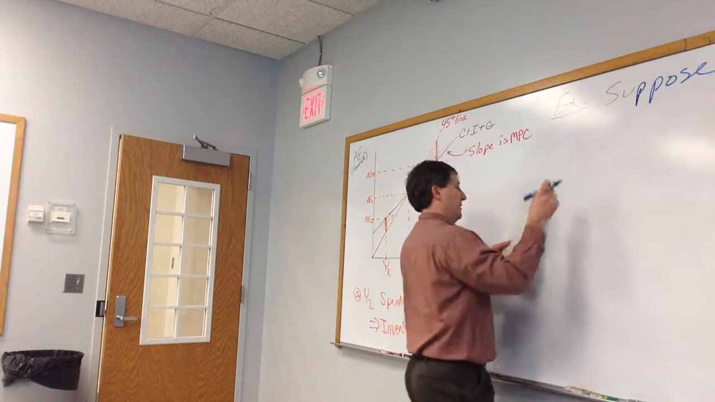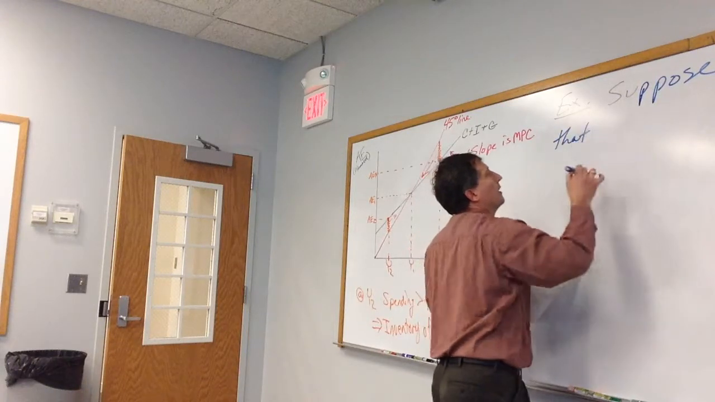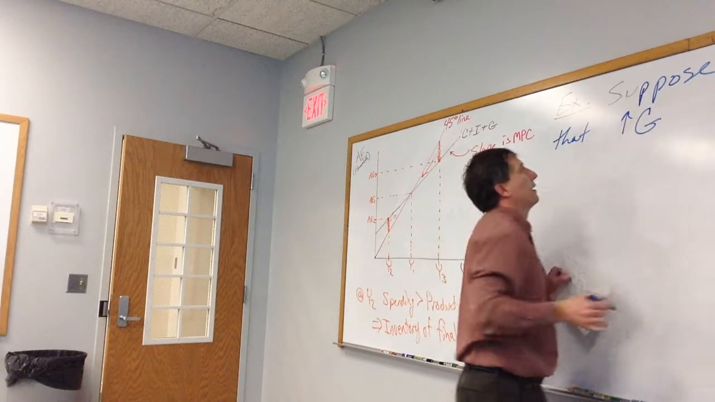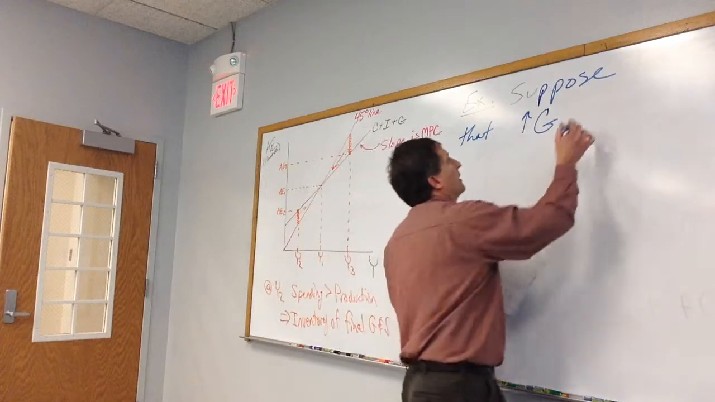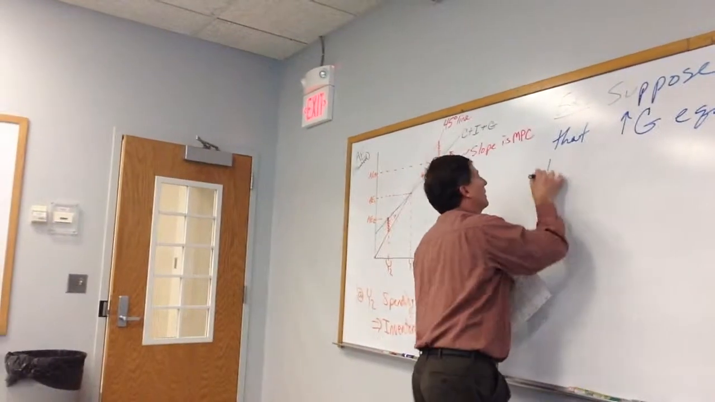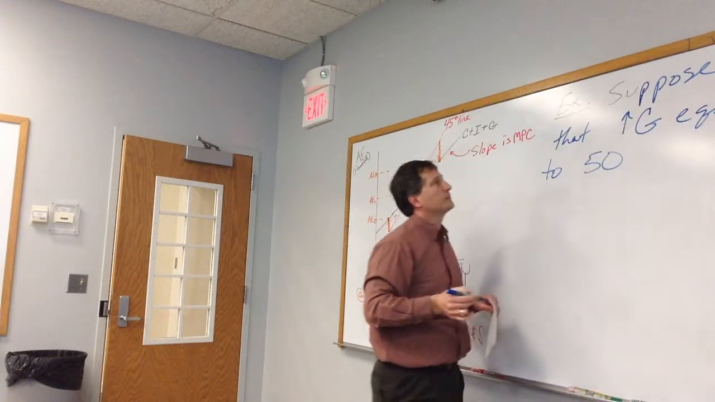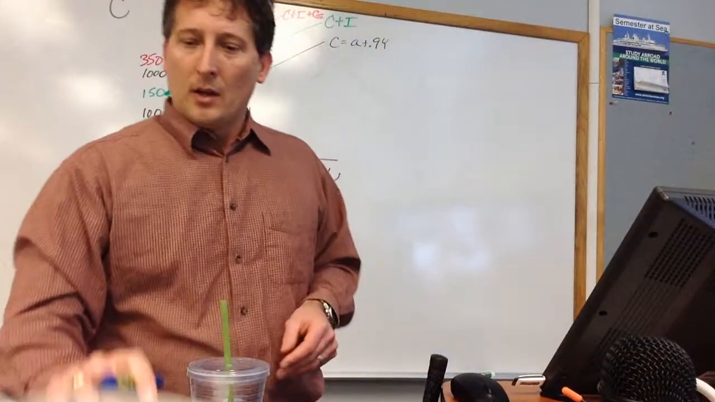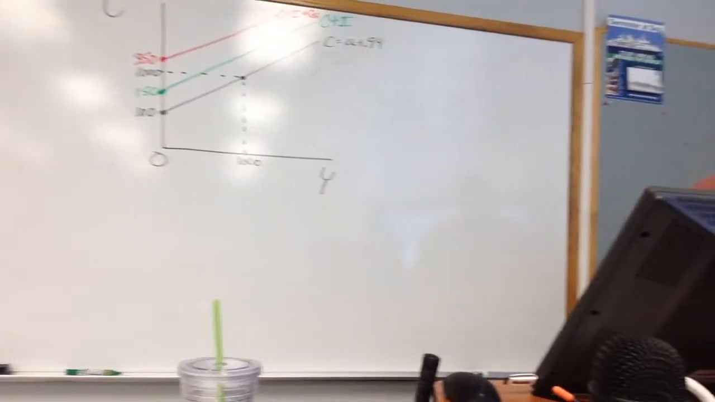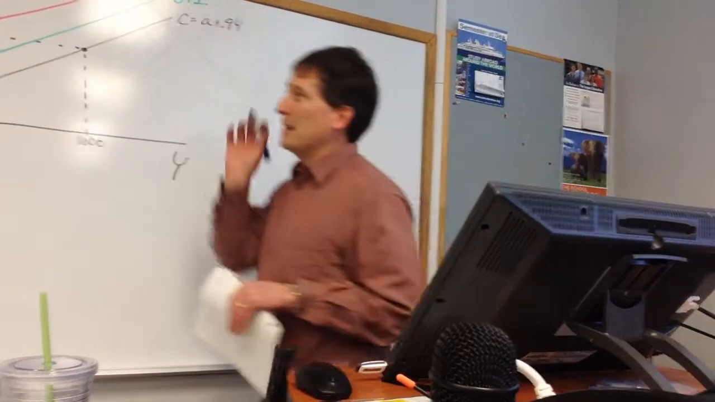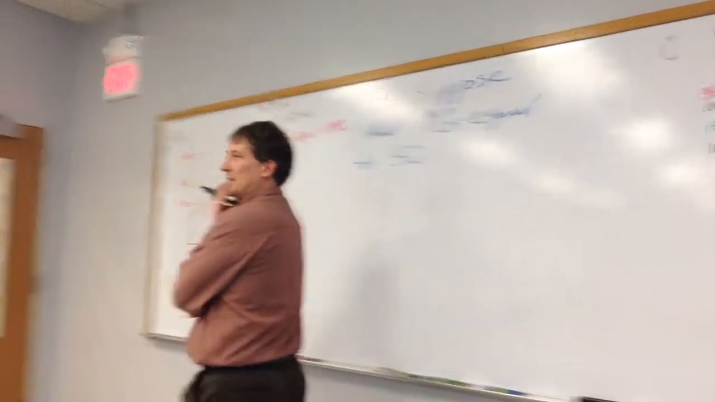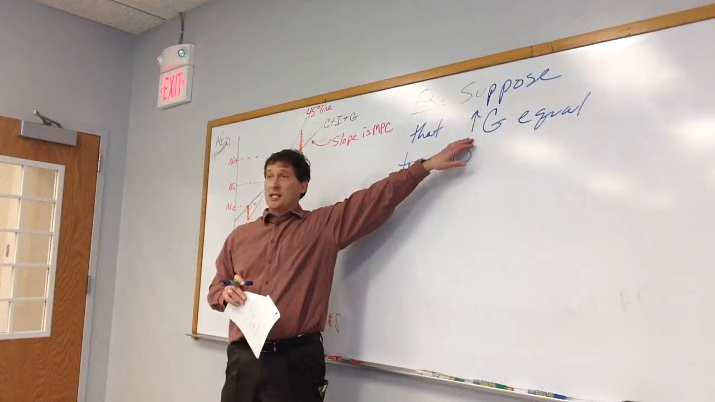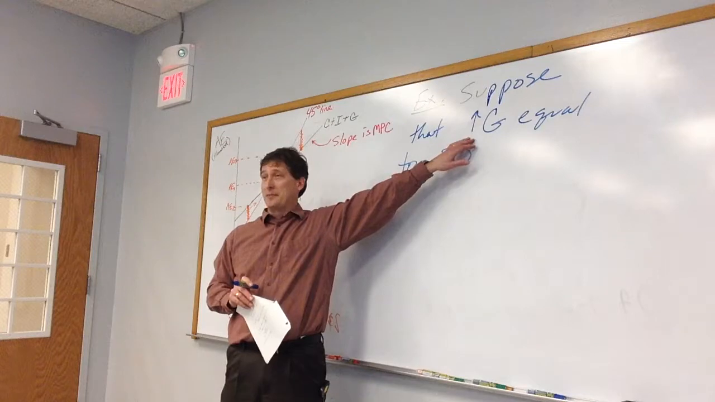So suppose that there's an increase of G equal to 50. Now if we bring G in, is G autonomous or induced spending? What kind of thing is G? It's autonomous. Yep, it was one of our autonomous lists.